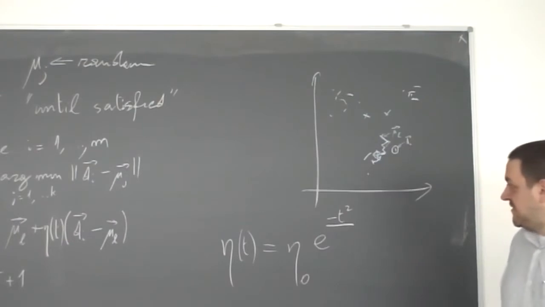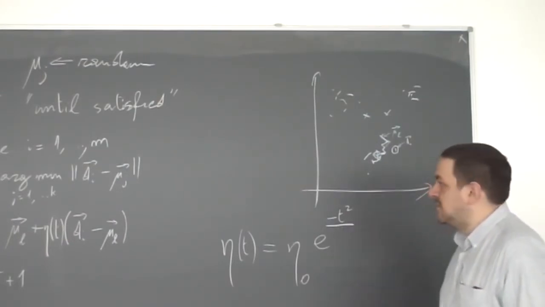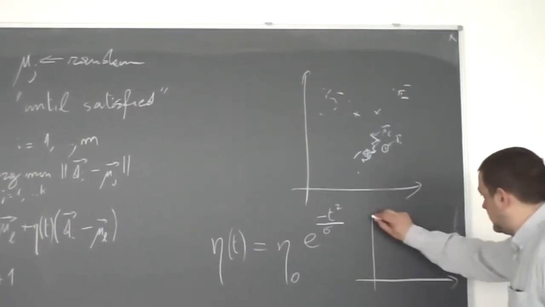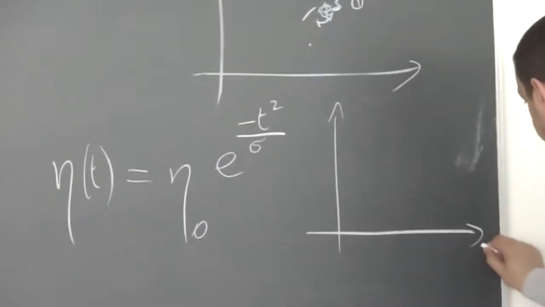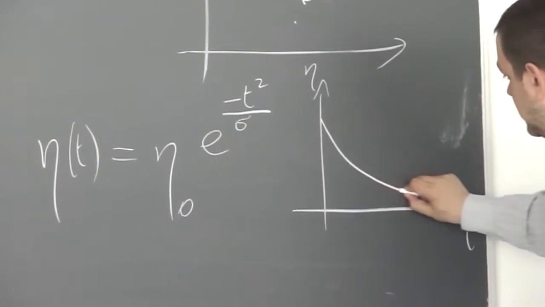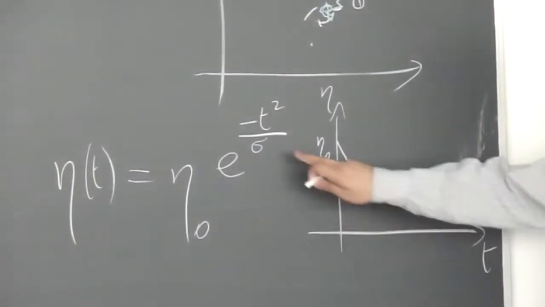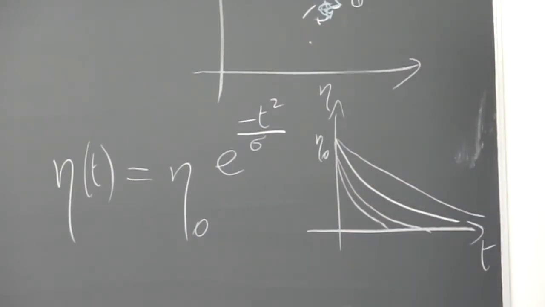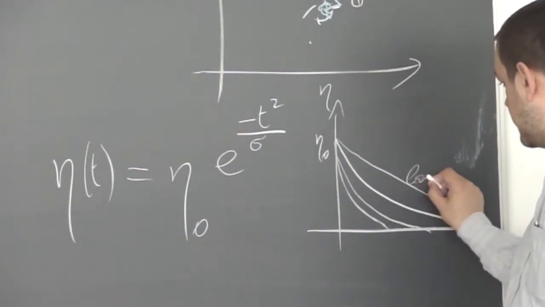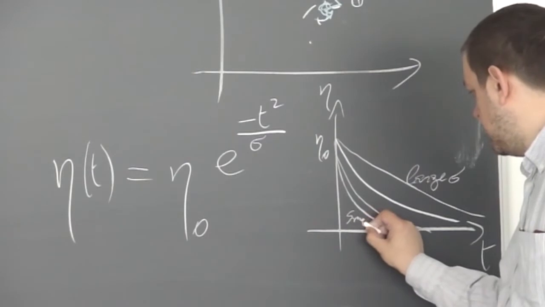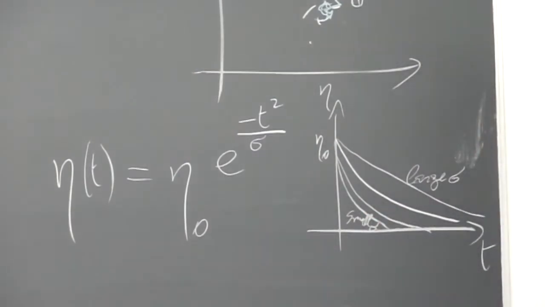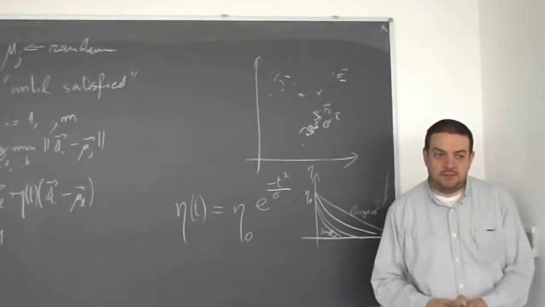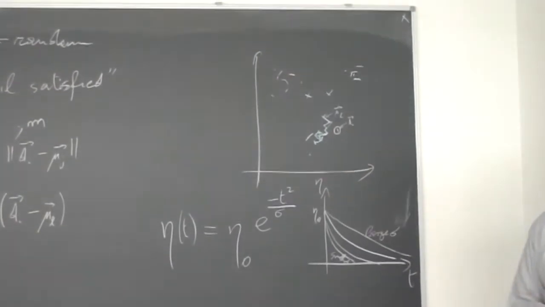So maybe we want to reduce the effect of t by adding another constant, let's call it sigma, down here. The effect is that, if this is t and this is eta, we have something that starts from eta 0 and, depending on the value of sigma, decreases more or less rapidly. This is for a large sigma and this is for a small sigma. So by playing on some parameters we can find the ideal reduction plan for our coefficient eta.